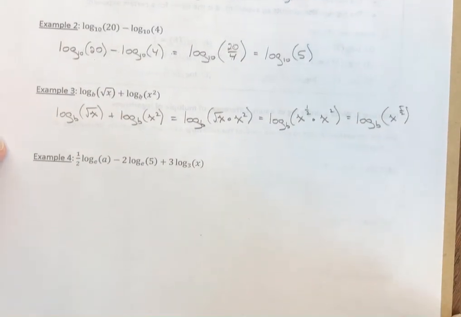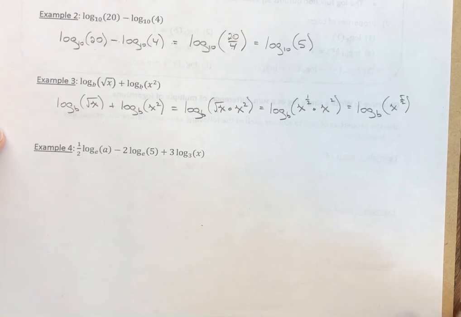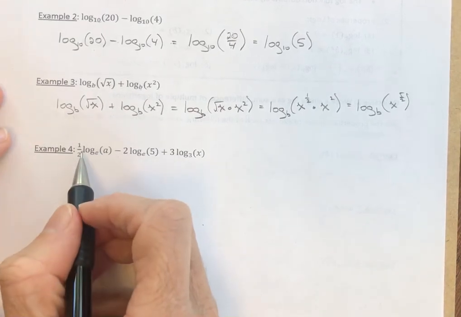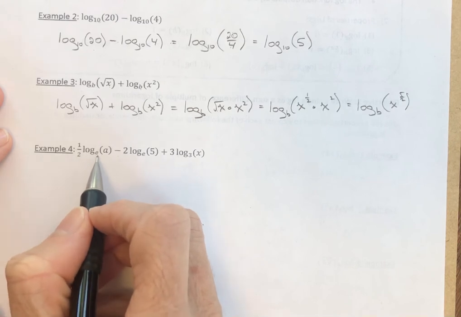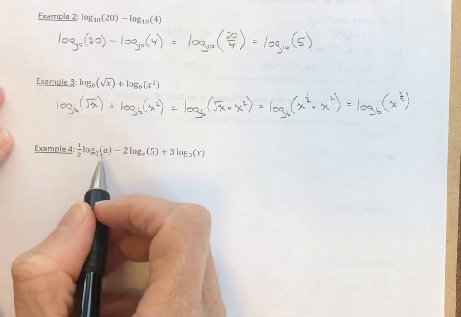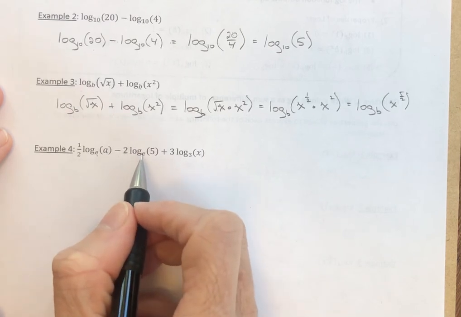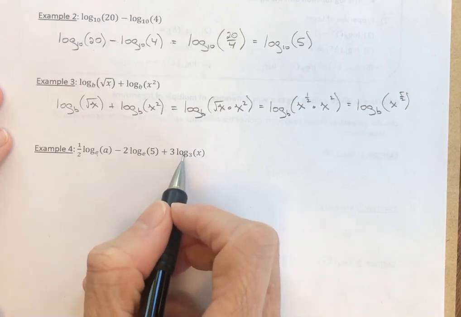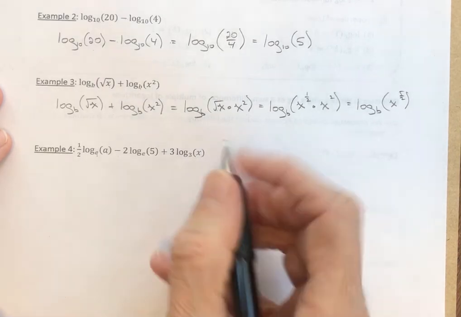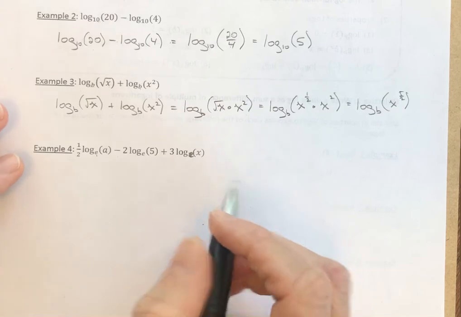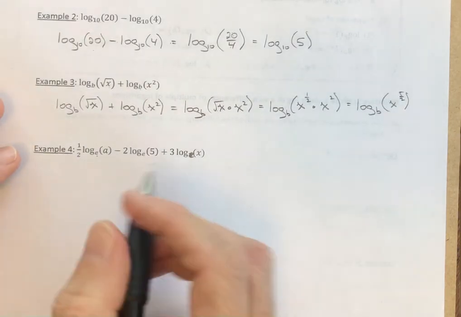And my last example, it's got a fair amount going on here. 1/2 the log base e, so we're back to a natural log, we're going to look at that later, of a, minus 2 times the log base e of 5, plus 3 times the log base e of x. I had a mistake there; that should be an e, because I want to have all the same bases.